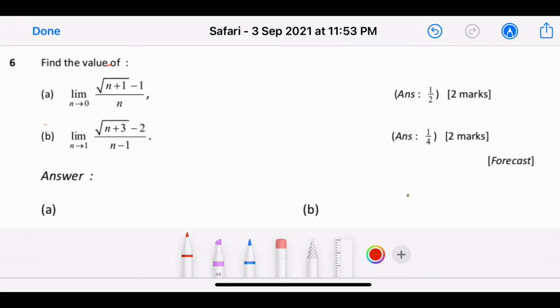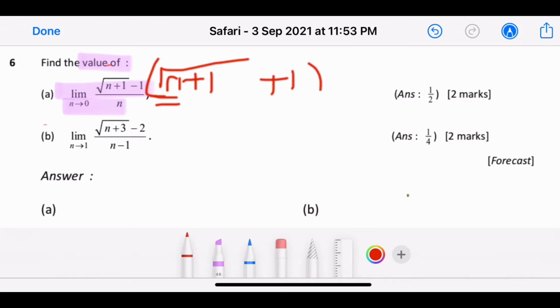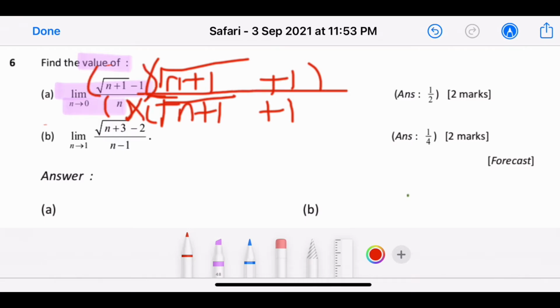Alright, let's discuss this question. Find the value for this one. When we see a function like this, we will multiply with the conjugate, square root of n plus 1 plus 1, up and down. Right, we will multiply with the conjugate up and down, that is square root of n plus 1 minus 1.